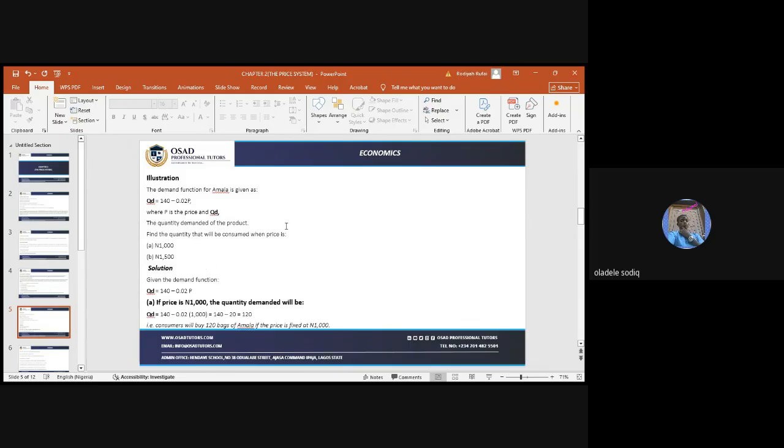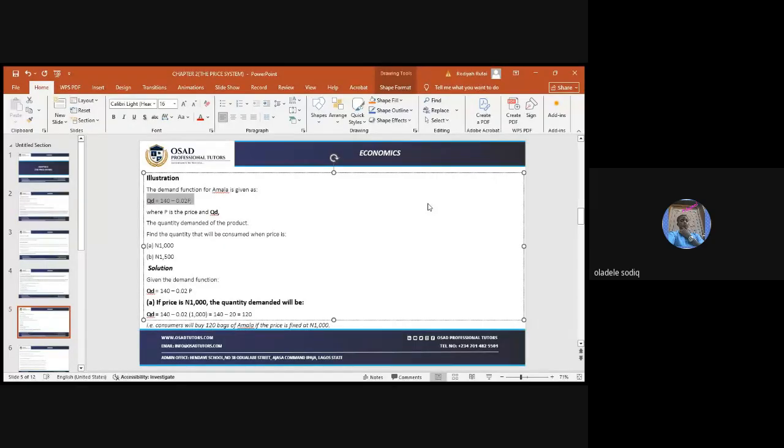So the question asks us to find the quantity that will be consumed if the price is 1,000 naira. That is question 1. We should also find the quantity that will be demanded if the price is 1,500. This is an example of a demand function. The one I just highlighted is an example of demand function, and you'll be given something like this, similar to this, in exam. Please take note. Maybe in the theory.